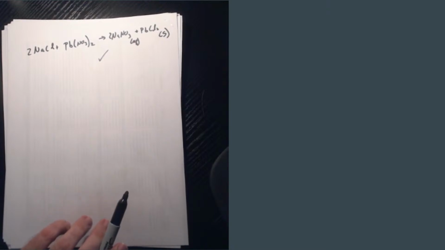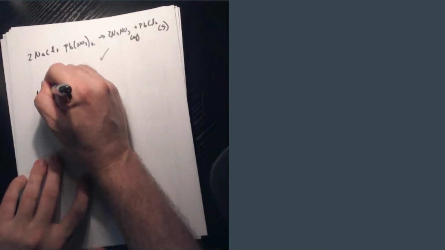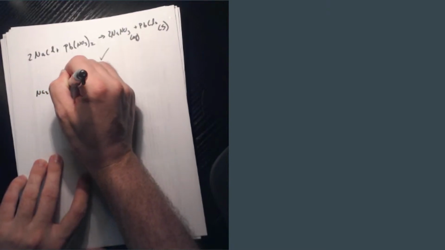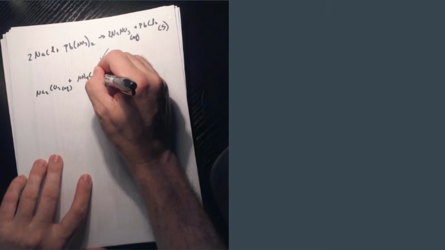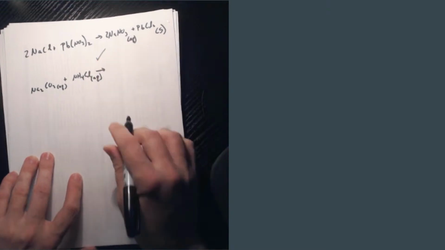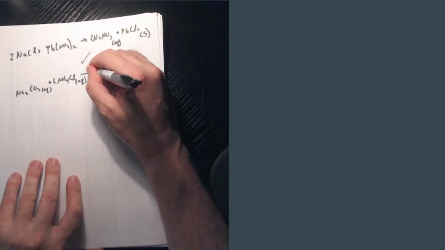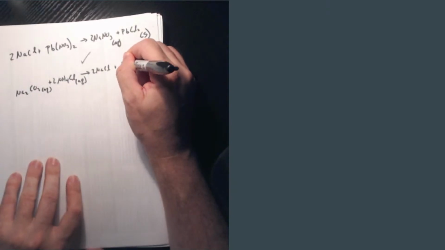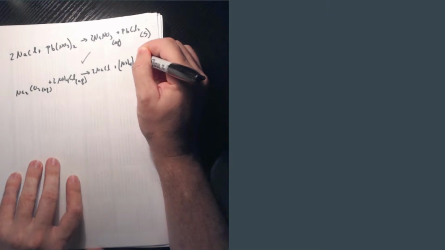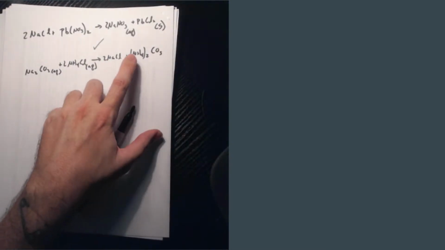Moving forward, sodium carbonate and ammonium chloride. So Na2CO3, it's going to be aqueous, plus NH4Cl, also aqueous. So again, we just swap the partners. So we're going to get 2NaCl plus (NH4)2CO3. So sodium chloride and ammonium carbonate.